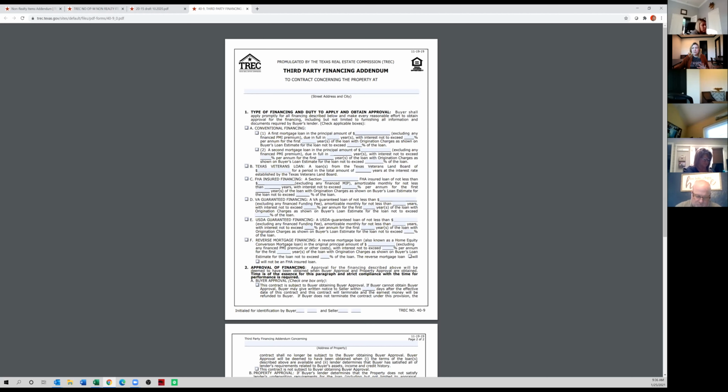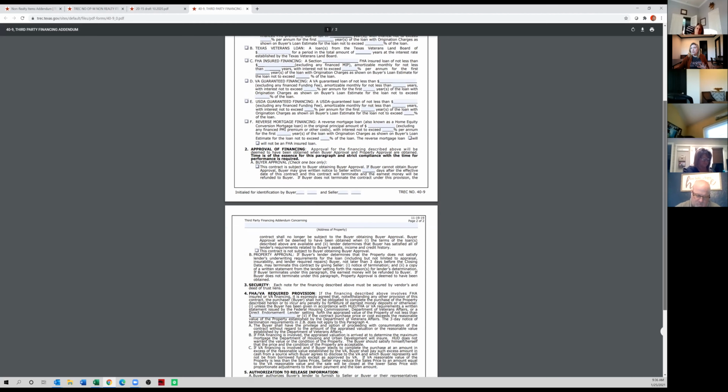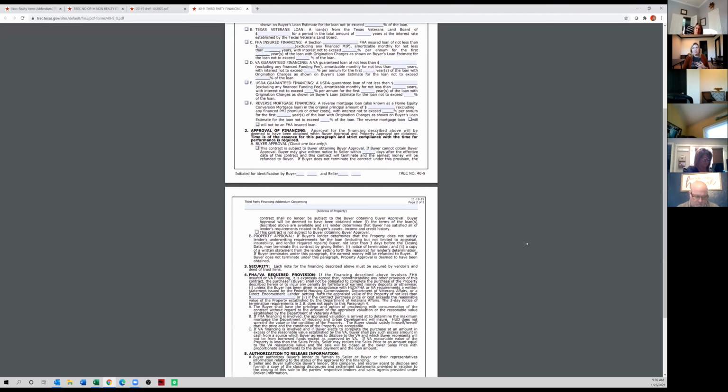All right, then we get to paragraph 2, and it talks about approval for financing. And it says, approval for the financing described above will be deemed to have been obtained when buyer approval and property approval are obtained. And then it has in bold, time is of the essence for this paragraph and strict compliance with the time for performance is required. So that means if this says 21 days and it goes to 22, no, there's no automatic extension. There's nothing that says that we're going to roll for reasonable circumstances. It is a hard date that ends.